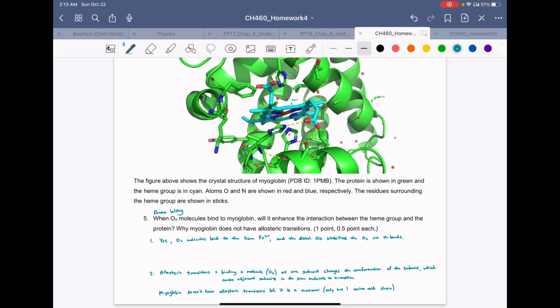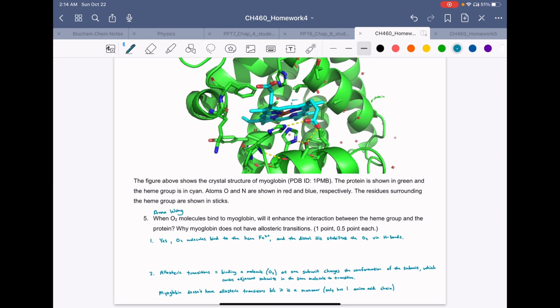Okay, question 5 has 2 parts. The first part asks, when oxygen molecules bind to myoglobin, will it enhance the interaction between the heme group and the protein? The answer is yes. When oxygen molecules bind to the iron atom in the heme group, the distal histidine will stabilize the oxygen with hydrogen bonds, so that does enhance the interaction between the heme group and the protein.